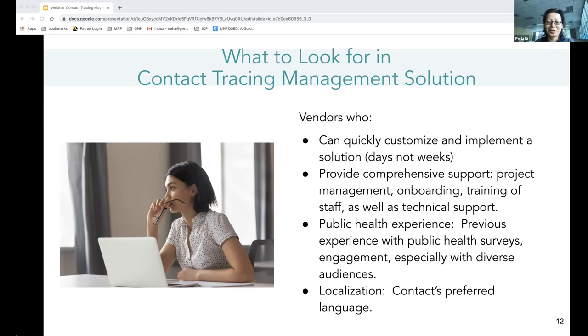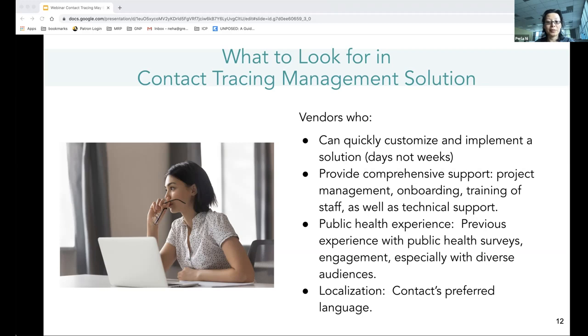We realize you're under a lot of political pressure to get a contact tracing program up. Two, look for vendors who can really provide comprehensive support. You're not looking for just someone who can give you a piece of software and say, okay, you can go and do it. Or someone who provides software and then it'll take weeks to customize it. You're really looking for someone who can come in, have something ready for you to launch almost immediately, and then who can also provide project management, onboarding of your staff, training of your staff, technical support.